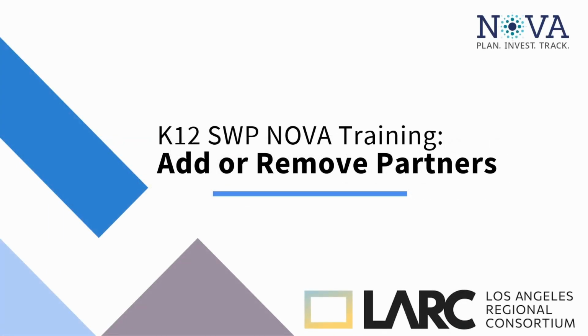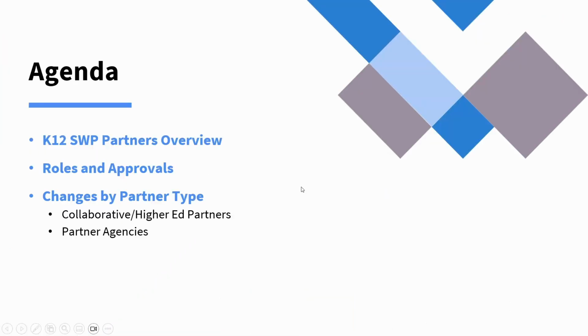This is a K12 Strong Workforce program video, and today we're talking about how to add or remove different partners from your K12 plans. First things first, we're going to talk about different types of K12 partners, the roles and approvals, and then also changes by partner type, because there's a very big difference between your collaborative partners, higher ed partners, and your partner agencies.